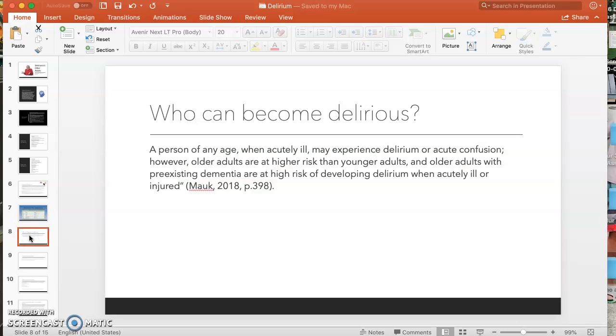So who can become delirious? A person of any age, when acutely ill, may experience delirium and acute confusion. However, older adults are usually at higher risk than younger adults. And older adults with pre-existing dementia are at higher risk of developing delirium when acutely ill or injured.